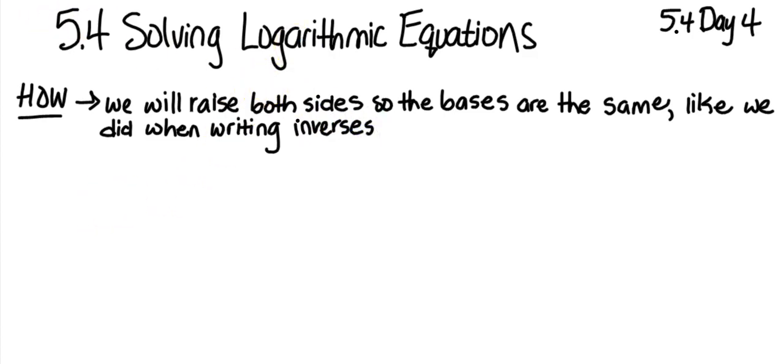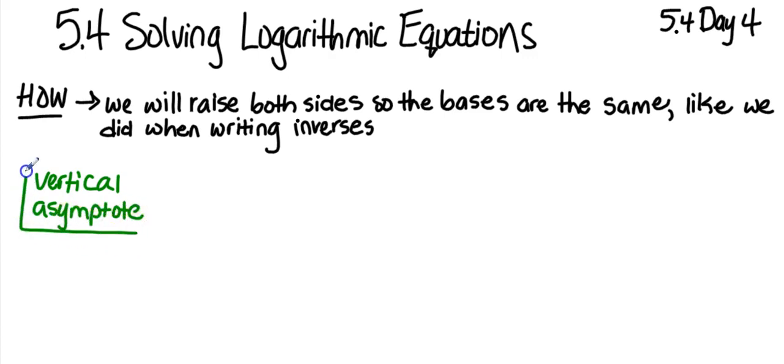Before we can start looking at some examples, we do have some notes to take because we have to keep in mind what the graphs of logarithmic functions look like, and that's not actually something that we've done a bit of yet. So let's talk about vertical asymptotes. Logarithmic graphs have a vertical asymptote.